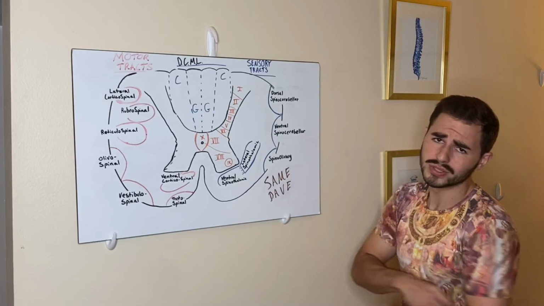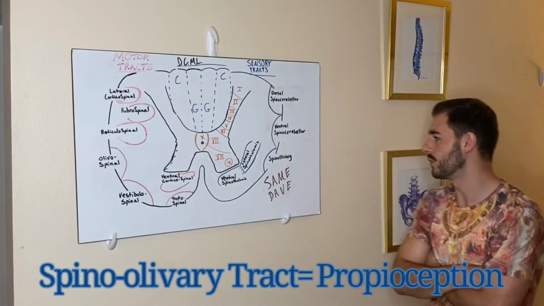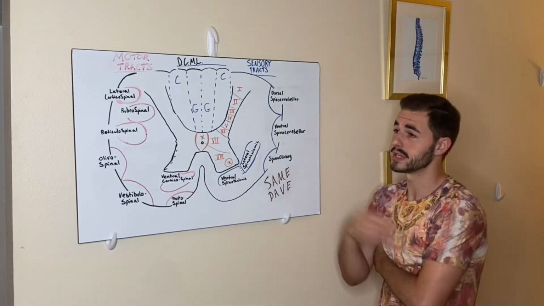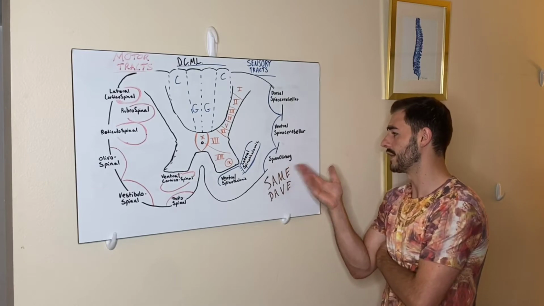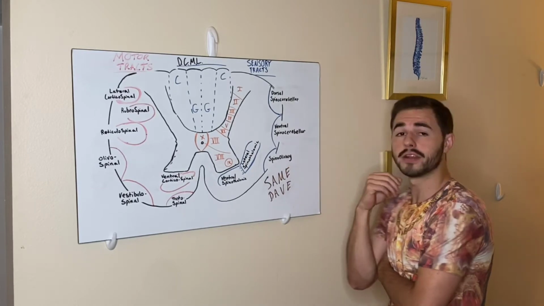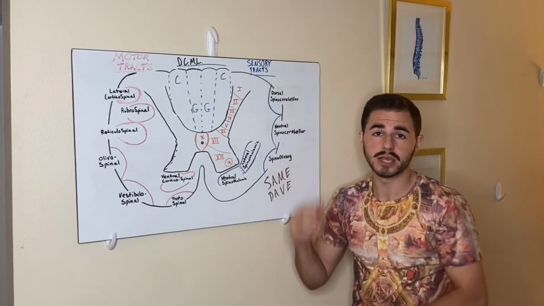We'll move on. What's the next one? Spino-olivary. What do we know about that? Not too much, but I'm going to say spinal to the olivary tract on the medulla, and that's going to be proprioception. Sure.